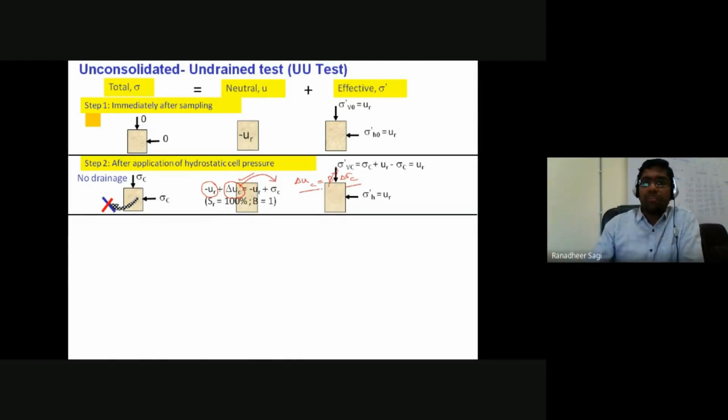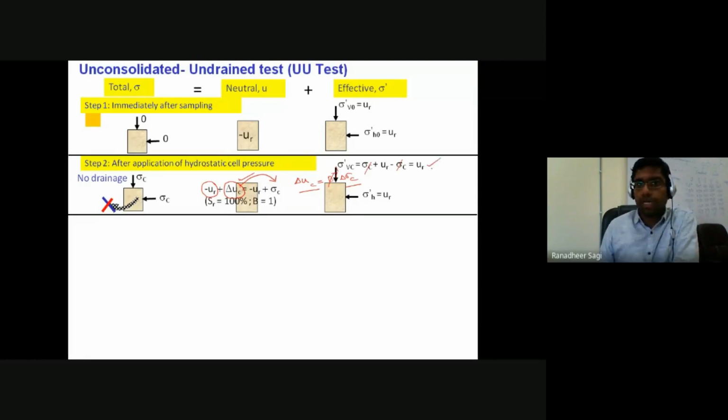And automatically now I can go on to calculate your effective stress, because the total stress acting on the soil sample is known, and how much pore water pressure is building up in the soil sample is known. So effective stress is nothing but total stress minus pore water pressure. So what we see is that this sigma C is getting cancelled, and automatically what we'll have is only UR.